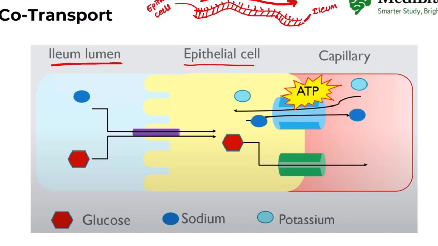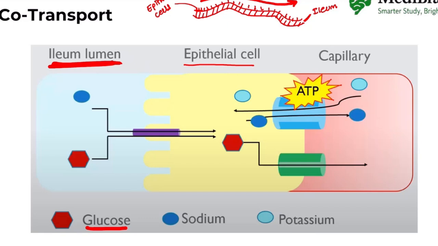So once it's gone into the small intestine, nutrients are absorbed. Normally you will absorb your glucose and you will absorb your amino acids. In this example, we're looking at glucose, but you could also be asked about amino acids. So at the moment, we have our ileum lumen, which is the inside of our small intestine.